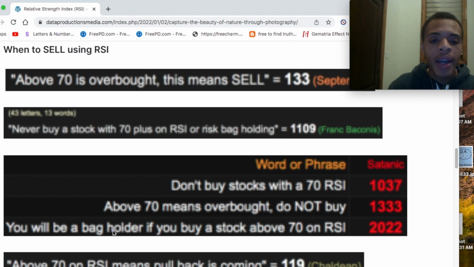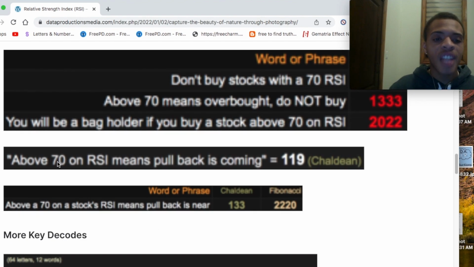You will be a bag holder if you buy a stock above 70 on RSI. 2,222. All right, 2022, 222. You are going to be a bag holder in 2022 if you buy a stock above 70 on RSI. That's FOMO. Don't do that. Above 70 on RSI means a pullback is coming.